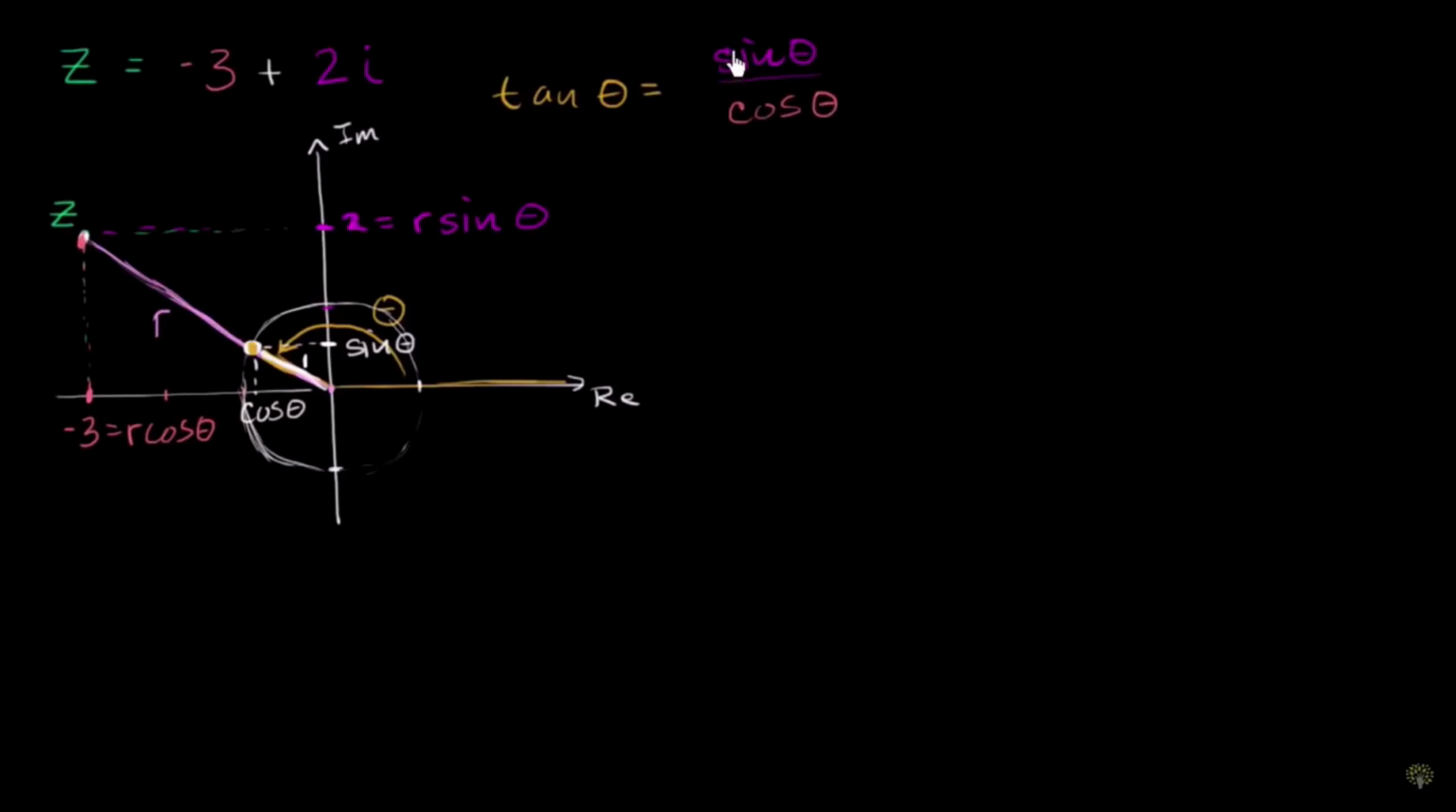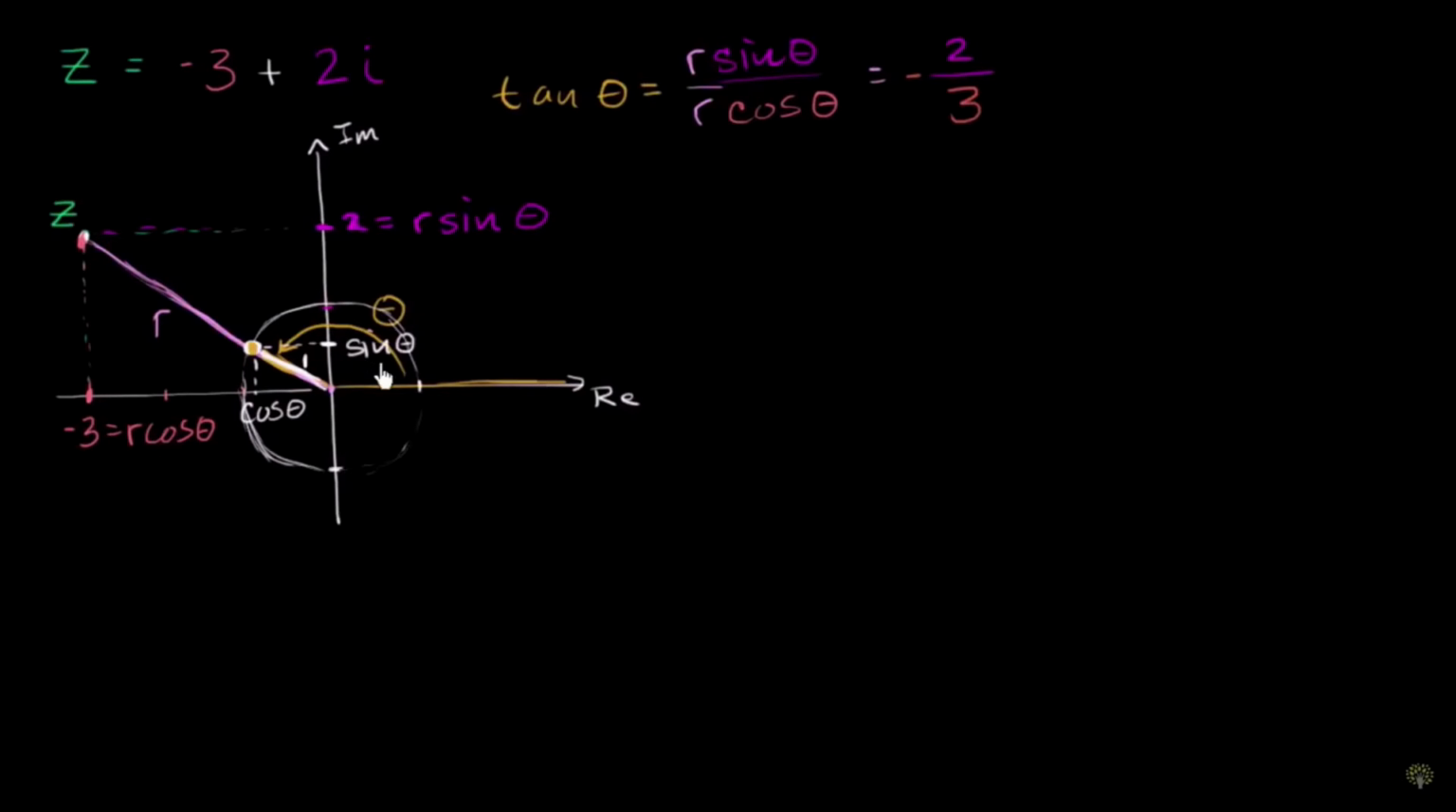But we could also multiply the numerator and denominator here by r. That won't change the value. So that's the same thing as r sine theta over r cosine of theta. And we know r sine theta is going to be equal to 2, and we know that r cosine of theta is negative 3. So this whole thing is going to be negative 2/3.